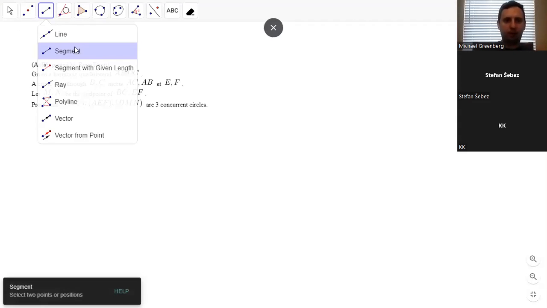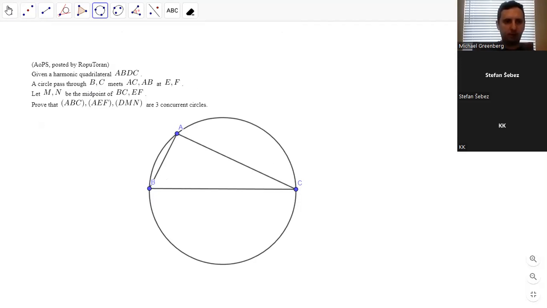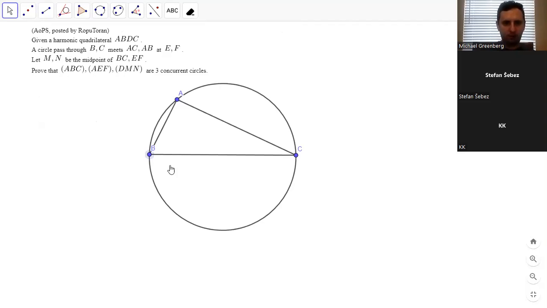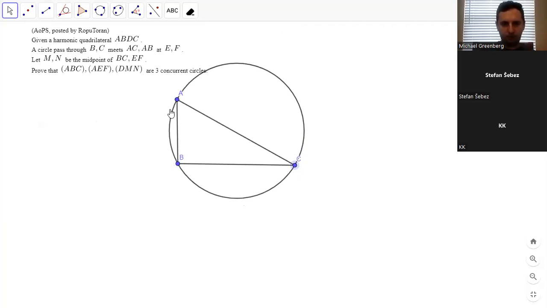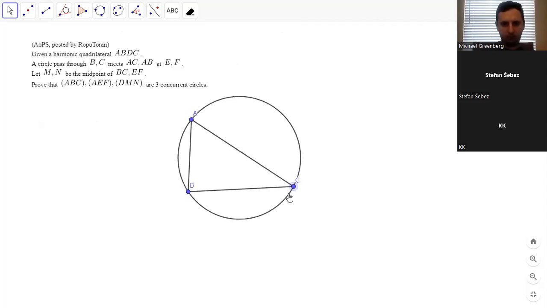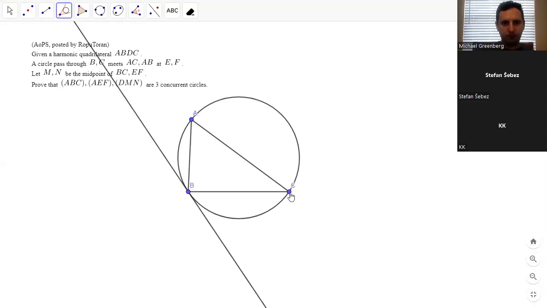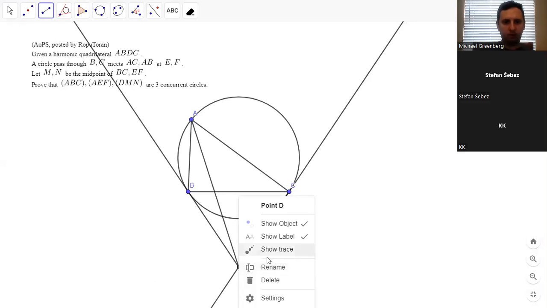So we have a harmonic quadrilateral. I'm going to draw the two tangents at B and C. All right. And then we draw the midpoints of BC and EF. So really we want, I don't know, call this X. So this is D.